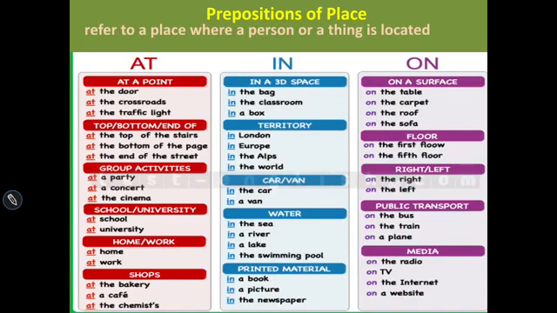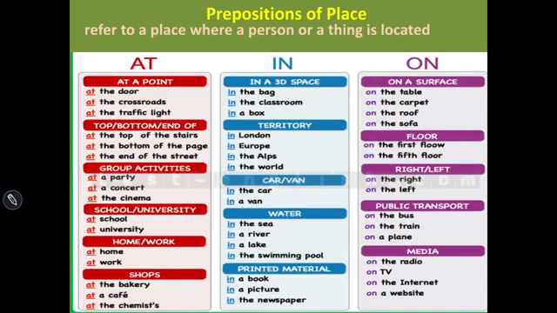How is in used as a preposition of place? It is used to tell about a 3D space. 3D here means three dimensions. For example, in the bag. Where is a particular thing? It is in the bag. There is no roof on it. In the classroom, it's not closed on all four sides but in three dimensions.